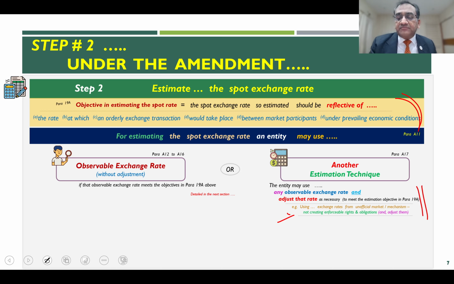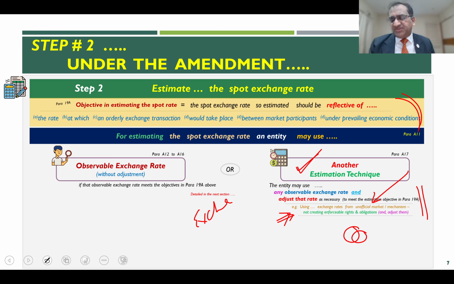So, for example, when you are applying this second methodology, you can use exchange rate from even unofficial market. If you remember what we discussed in the previous video, when you are evaluating the exchangeability, whether it exists or not, we have said one of the characteristics in step 1 is that the exchange rate should emanate from market mechanisms or any other mechanism which create enforceable rights and obligations. It should be from the legitimate market.